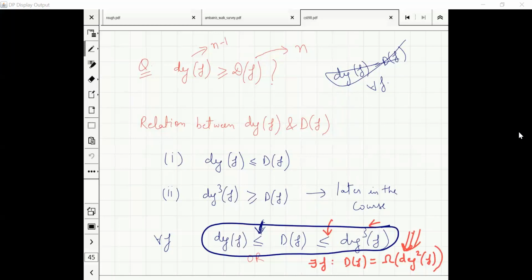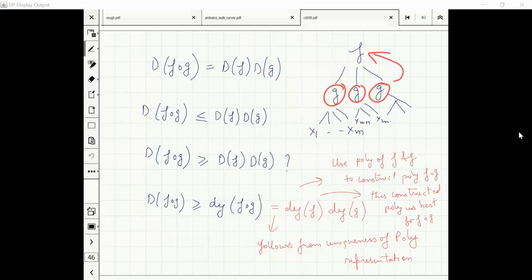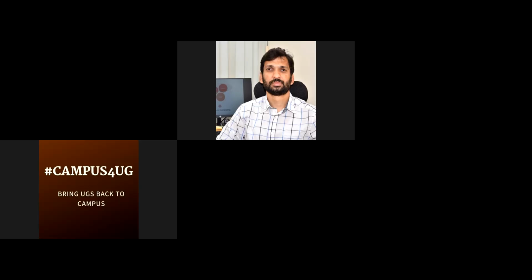But other kind of questions which you can ask is what happens when you compose a measure of complexity? And then again, most of the time, upper bounds are easy, lower bounds are tough. This finishes the lecture for today.